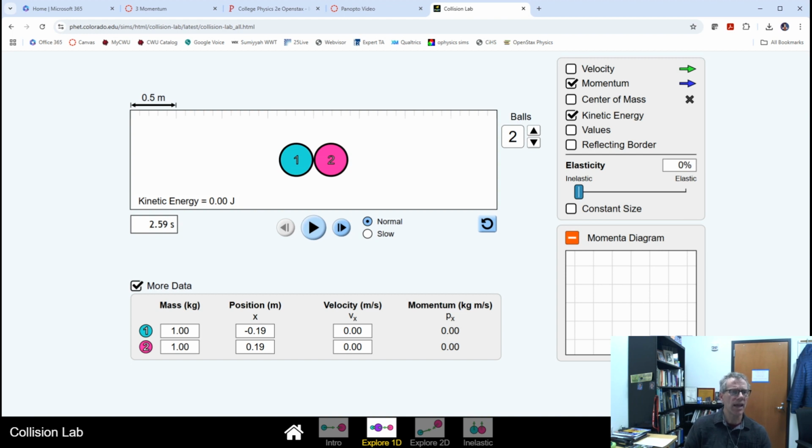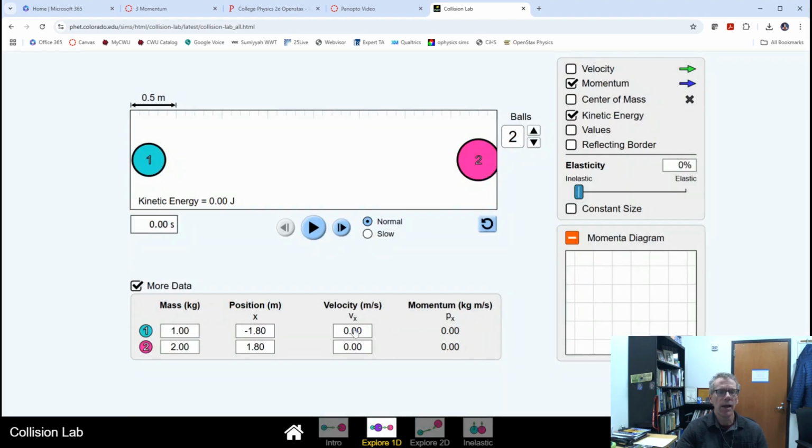In this case, the kinetic energy is also 0. So kinetic energy was lost. Momentum was conserved, but kinetic energy was not. Let's think about that. Think about where that energy may have gone. And we'll do one more trial. You can probably guess what we're going to do here.